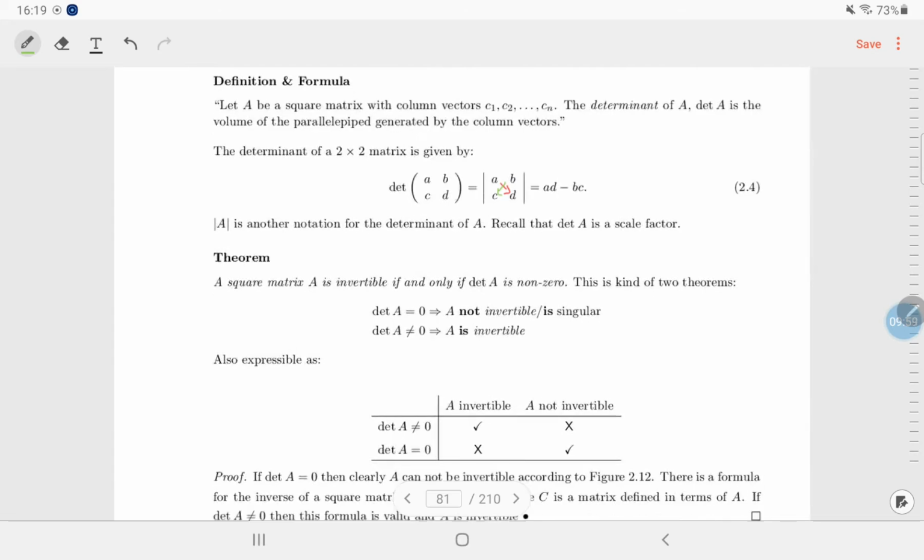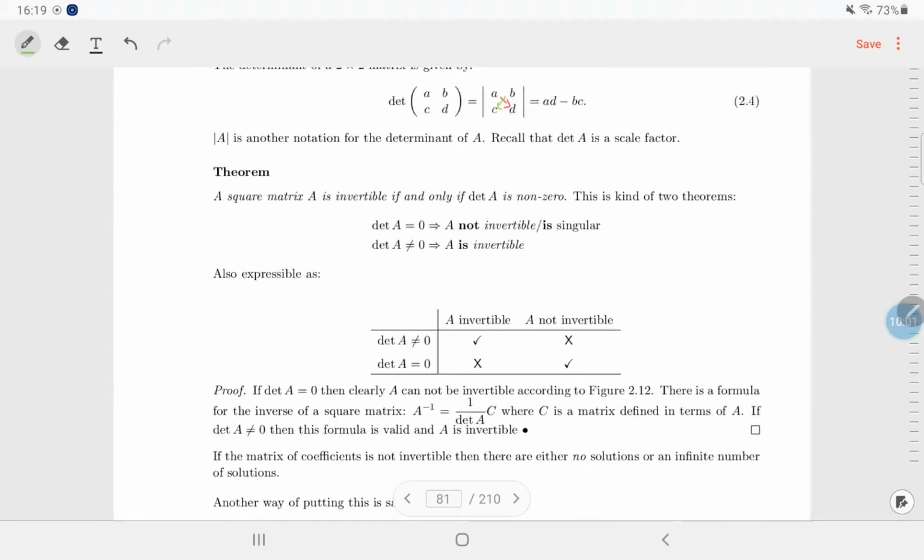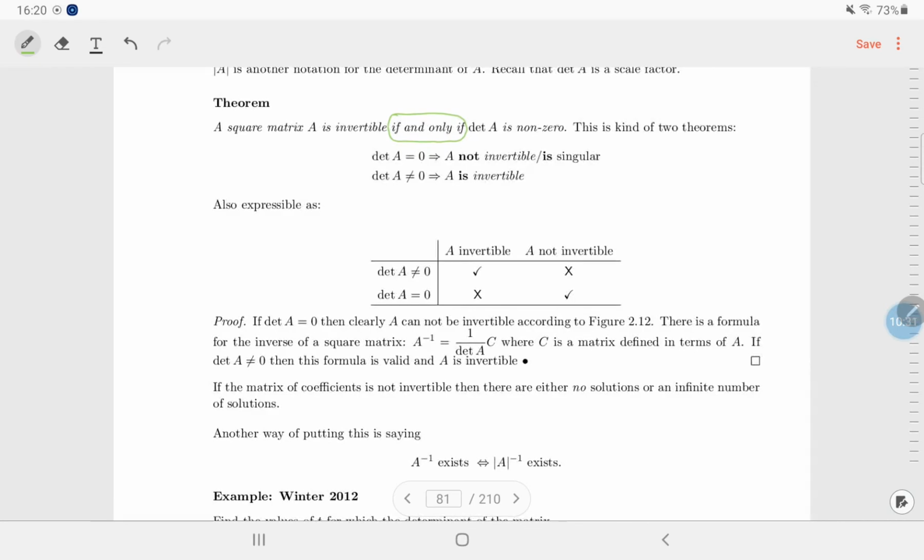No bother. So you've got this theorem, which says that a matrix is invertible if and only if the determinant is non-zero. Now the if and only if means it goes both ways. So if it's invertible, then the determinant is non-zero. And if the determinant is non-zero, then it's invertible. And it also includes more theorems. If A is not invertible, the determinant is not non-zero, so it is zero. And if the determinant is zero, then the matrix is not invertible. So this is captured in this table.